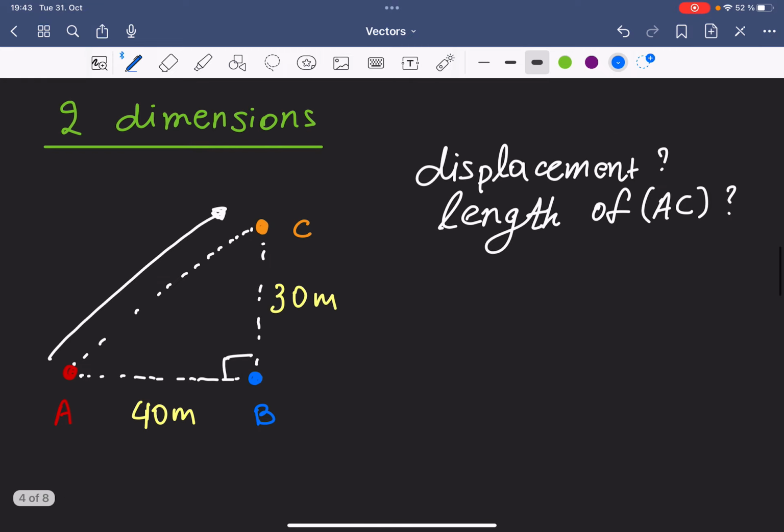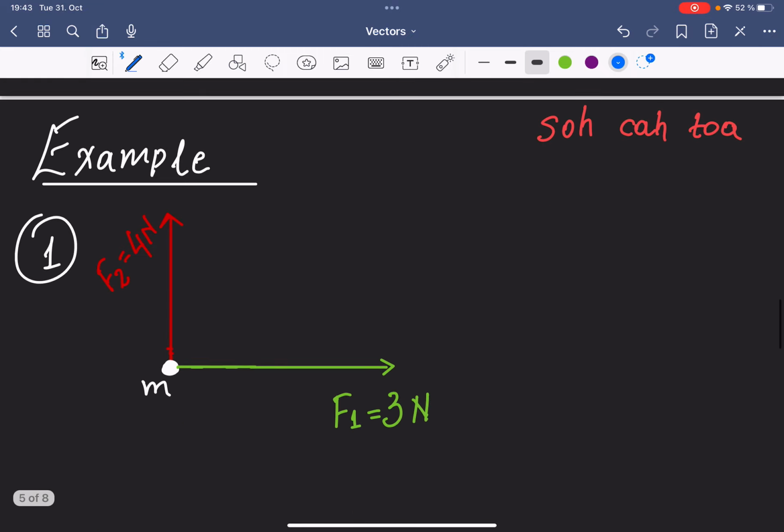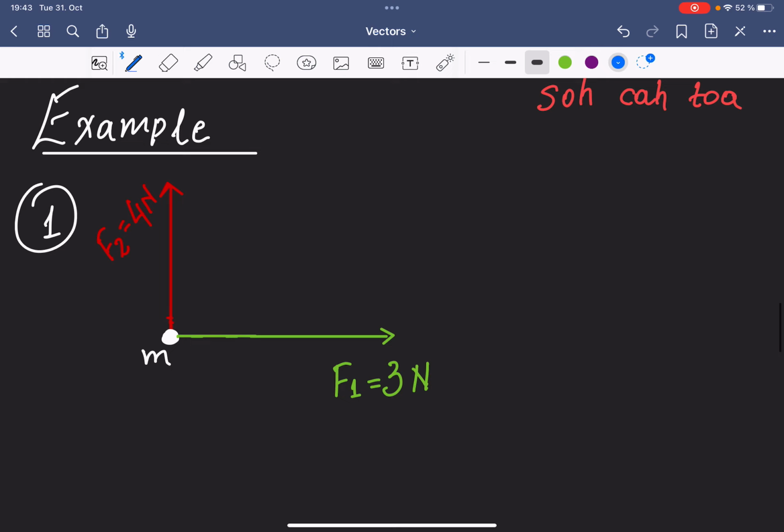I want to skip this slide for now. So let's go to this example where we have an object of mass m, and we have a force of 3 newtons in this direction, and we have a force of 4 newtons in this direction. So imagine someone pulling it in this direction, and someone else pulling in that direction. What would be the resultant effect? What would be the net effect on object M?